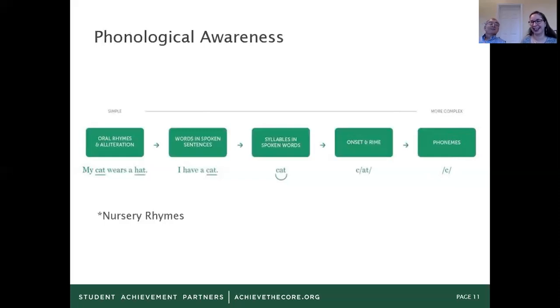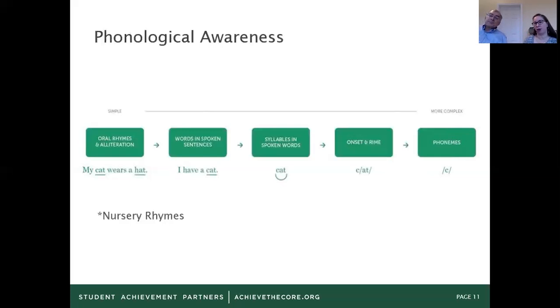Repetition is good. So some of our examples here are tasks that build along this continuum, right? With the first, simplest task around oral rhyme and alliteration, we have students recognizing in the sentence, "My cat wears a hat," that there are two rhyming words, cat and hat. They sound the same at the end, they rhyme. Moving into words in spoken sentences, students count, "I have a cat." Cat is one of the four words in that sentence.